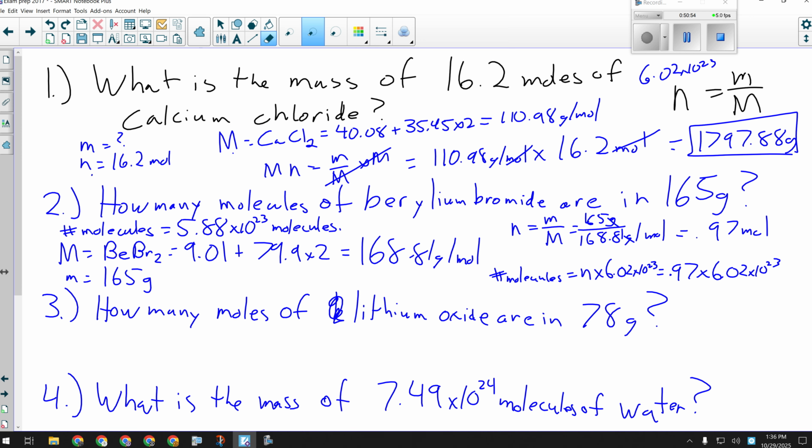Okay, ringing a bell? How important are units? Well, if you want to get full marks, they're important. Because if you wrote 5.88 times 10 to the 23 and didn't write molecules after it, it's wrong. An answer without units is wrong, because I don't know whether it's apples, oranges, people on pachyderms, I don't know. It's got to have units on it, okay?